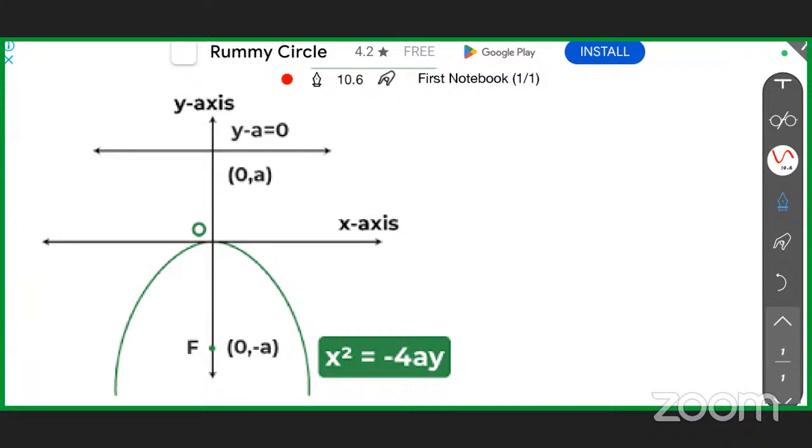So now for this parabola, the focus is within the parabola, on the negative y direction of the y axis. So the point will be here on the negative y-axis. Any point on the negative y-axis is 0 comma minus y. My distance is a, so it becomes 0 comma minus a. So my focus becomes 0 comma minus a.